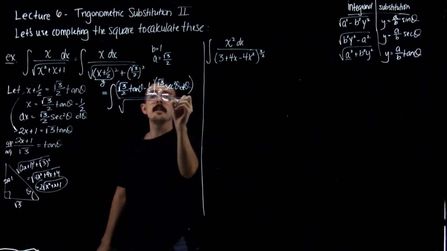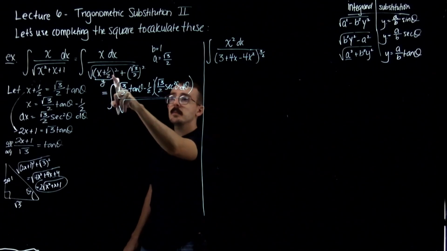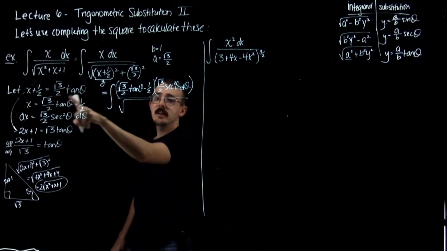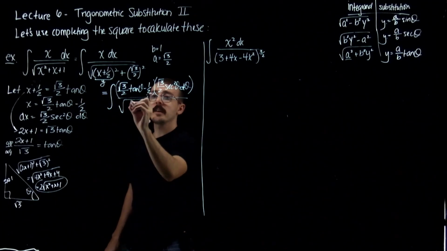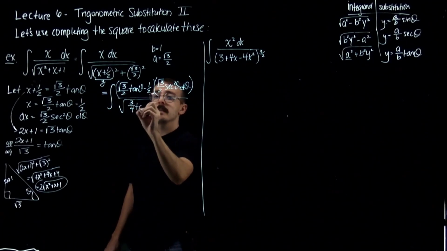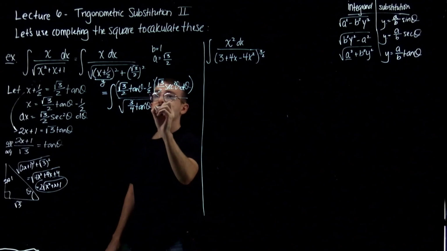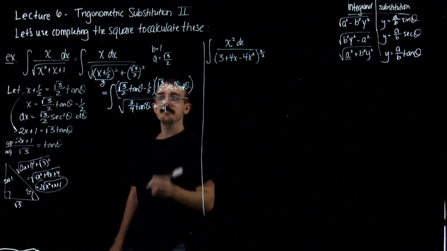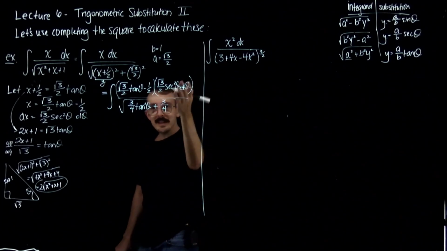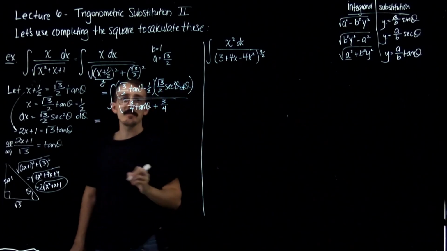And now, in the denominator, I have x plus 1/2 squared plus 3 over 4. I've said that x plus 1/2 is root 3 over 2 tangent, and I'm going to square it. So if you square that, you get 3 over 4 tangent squared theta, plus, and then this squared is 3 over 4. OK, we need to keep going with this until we get an answer.